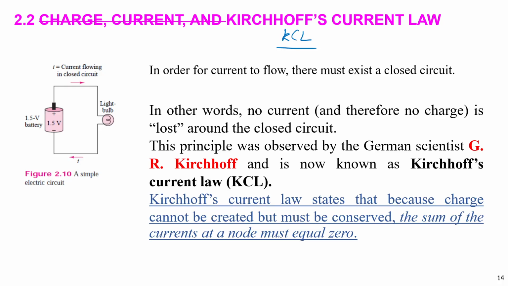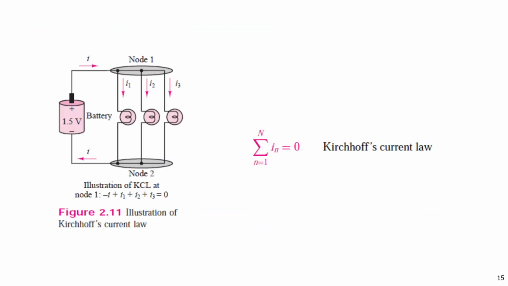So this law states that charge cannot be created but must be conserved. So the sum of current at a node must equal 0. The sum of current at the node must equal 0. So the sum of current I should equal I1 plus I2 plus I3. So this has 4 parts, right? I and I1 to I3 flow out.